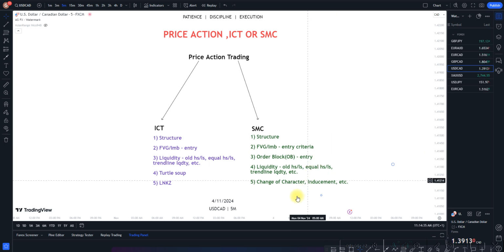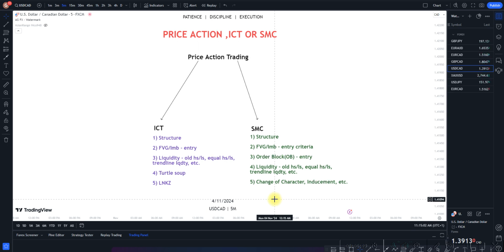Then they also have other concepts, just like ICT has the turtle soup concept and the London New York zone idea. Smart Money Concept has what they call change of character. So when the market has been creating lower highs, lower lows, lower highs, lower lows, and suddenly we have a creation of a higher high and higher low, they say we've spotted a change of character. They also use the concept of inducement before their order block. So when you look at ICT and SMC, you can see that they have similarities and at the same time they have differences.